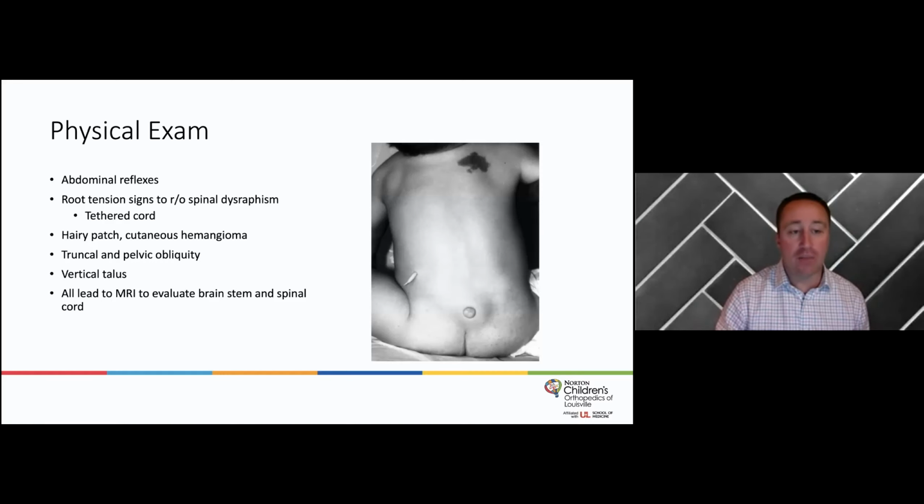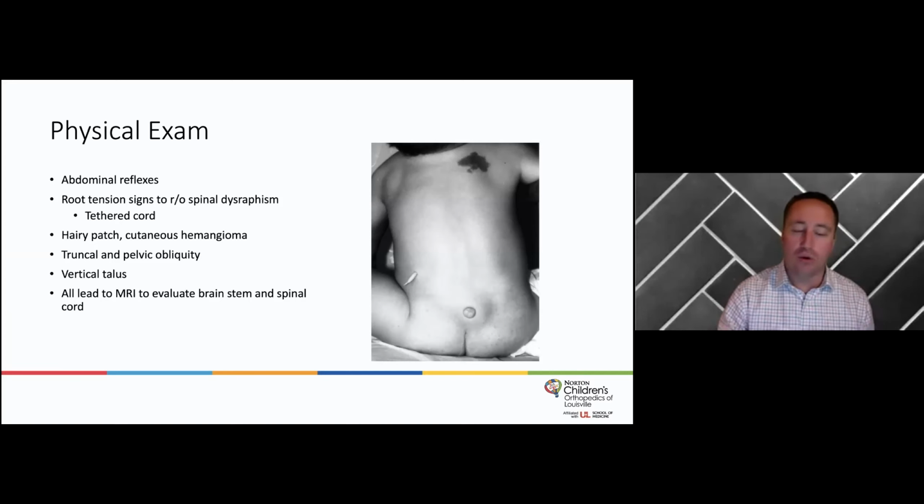Anytime you see a hairy patch or a cutaneous hemangioma, that is a sign telling you that the anatomy under that skin is not normal. And so whenever you see something like that, you need to get an MRI. Oftentimes they'll have truncal or pelvic obliquity. A lot of times they'll have foot deformities as well. So they may have club foot, and they have a higher association of a vertical talus, which is essentially club foot on steroids. And then all of these require an MRI.